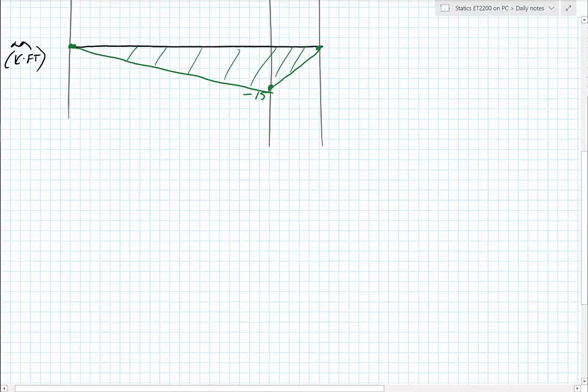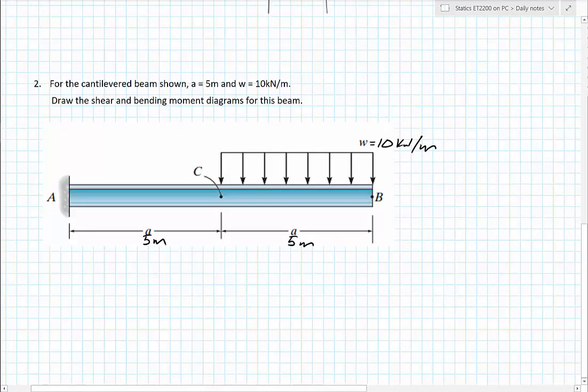All right, let's take a look at another example. All right, so for this example, what we have is a cantilevered beam, two 5-meter spans, and a distributed load of 10 kilonewtons per meter on the second half. So this is really stepping it up a level, much different than what we've seen before.